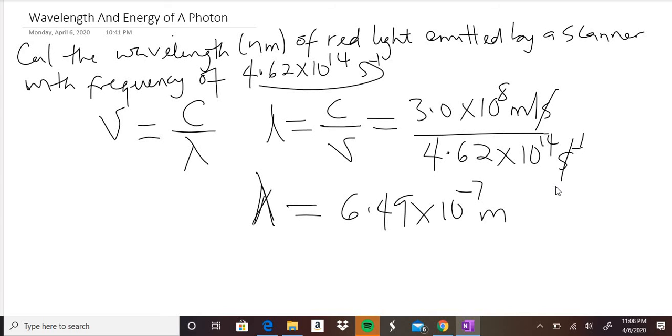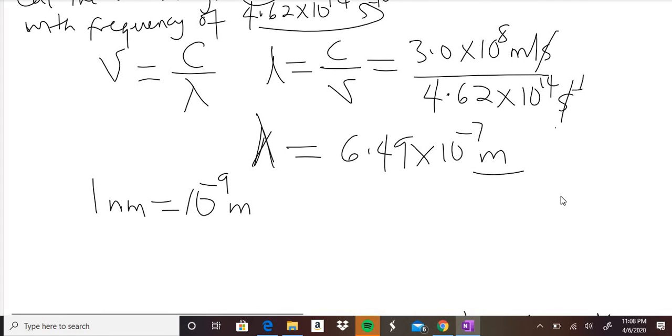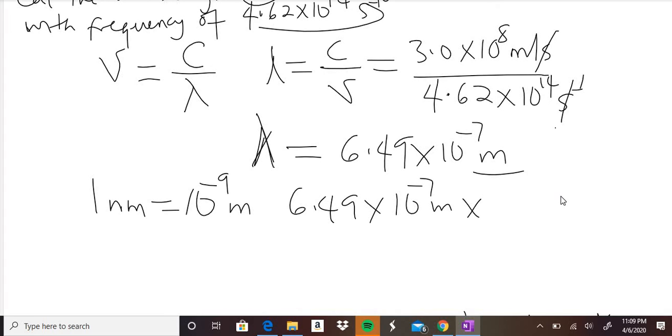However, we are looking for our wavelength in nanometer, and this is in meter. So we say 1 nanometer is equal to 10 to the -9 meter. So we use this to convert. So we have 6.49 times 10 to the -7 meter times 1 nanometer over 10 to the -9 meter.